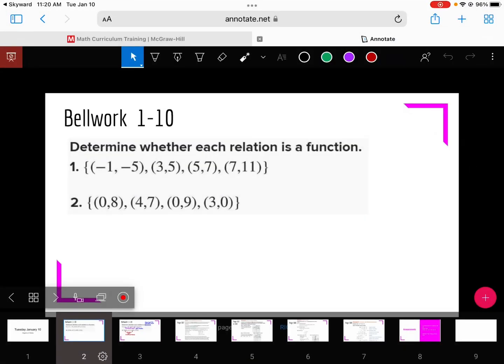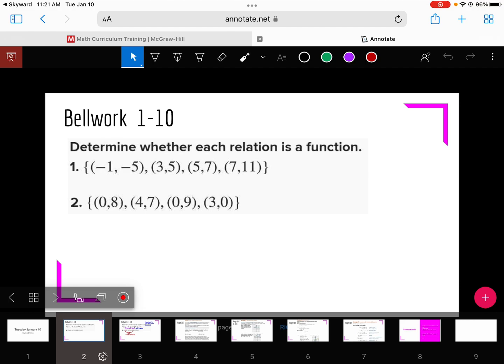So how do we know whether or not a relation, in this case sets of ordered pairs, are a function or not? What are we looking for? How do I know if a set of ordered pairs is showing me a function or not? What am I looking for there?